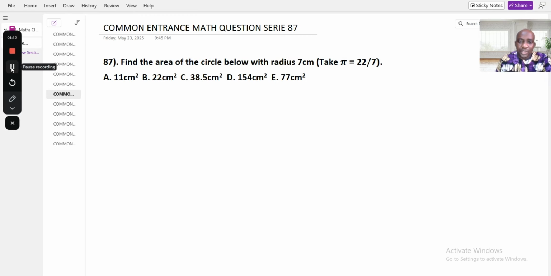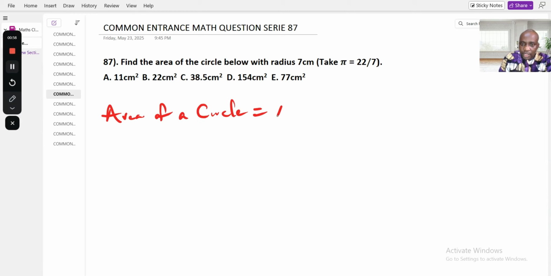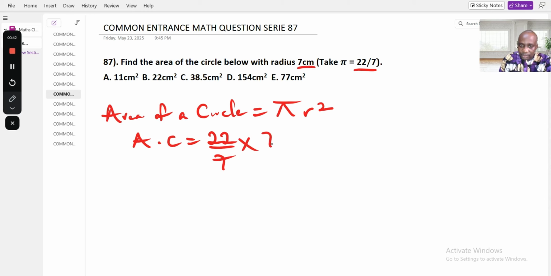Find the area of the circle below with radius 7 centimeter. Now, what is the area of a circle? The area of a circle is pi r square. Now, let's calculate the area of a circle. What is pi? The question has given us pi as 22/7 multiplied by, what is our radius? 7. 7 times 7. 7 here 1, 7 here 1. The remaining one is 22 multiplied by 7.